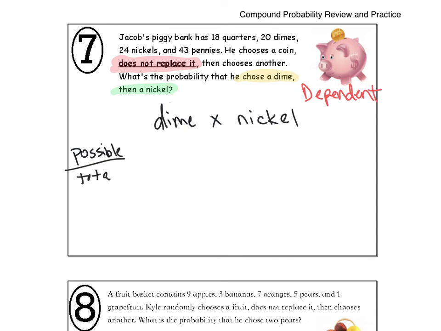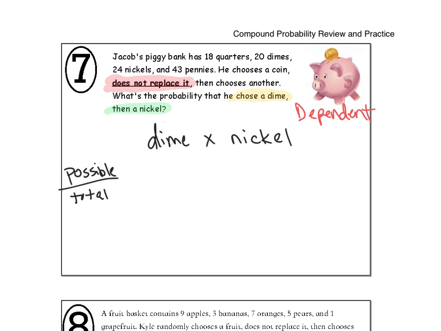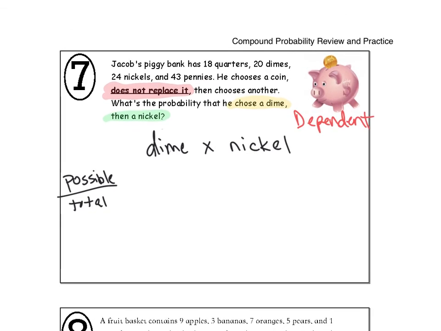So we're going to put our possible over our total. All right, so let's start out, remember, by figuring out our total. So we have 18 quarters plus 20 dimes plus 24 nickels plus 43 pennies. Add those up and come up with a total. All right, so we have 105 total coins. Okay, so our total coins when we're pulling a dime is 105 coins.